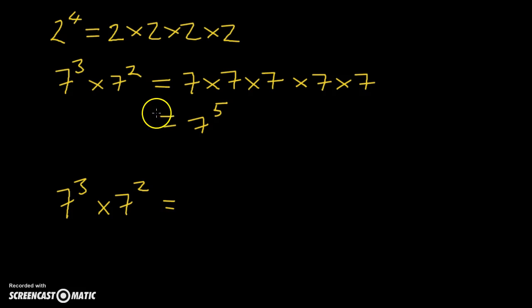I'm sure you spotted the quick way. If you add together the 3 and the 2 indices, then you get the 5. So in other words, when you multiply, you can add together the indices. So 7 to the power of 3 plus 2, adding the indices, gives us the 5.